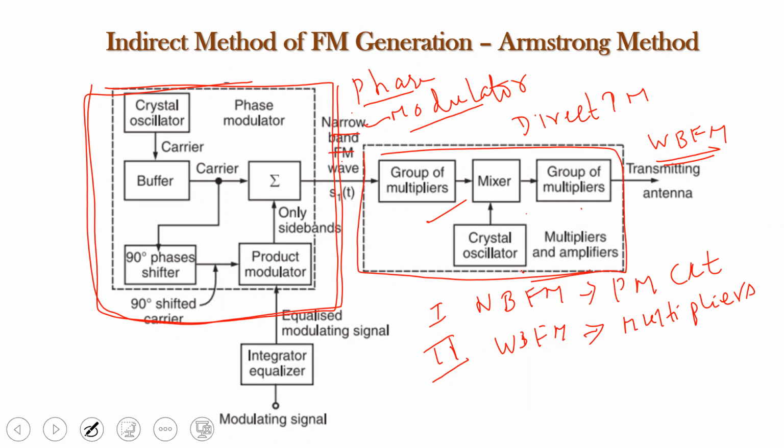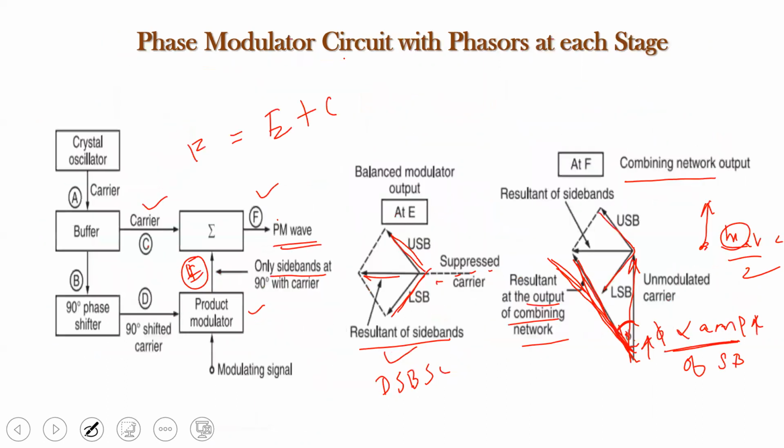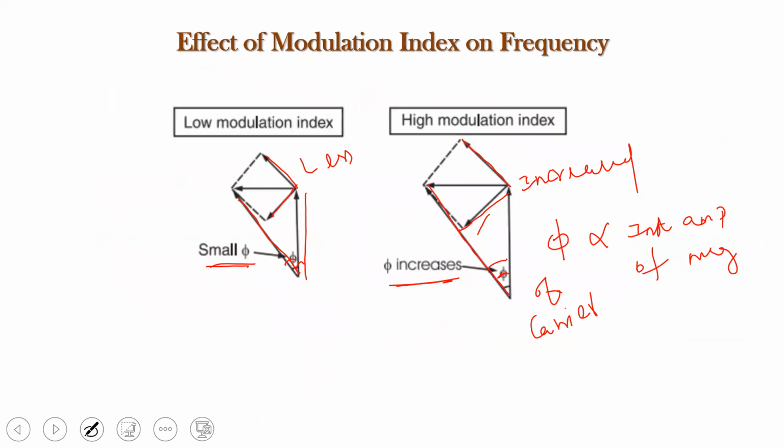And this entire method is called the indirect method of FM because here we have not generated an FM wave by directly varying the property called frequency. Instead, here we have varied the phase property of the carrier directly. Only the phase angle is varied directly according to the instantaneous amplitude of the message. So this is called direct PM or indirect FM.